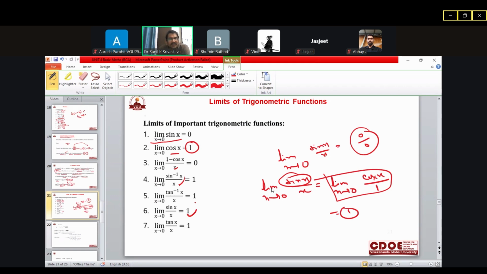In the same sequence, limit of x tends to 0, tan x by x is also equal to 1. So this is the concept you can apply to particular problems and types of cases, and we will discuss the problems here.